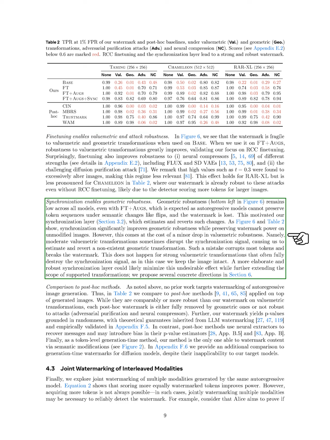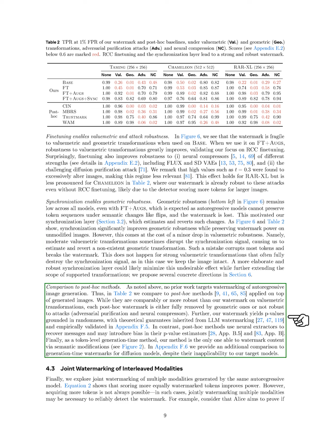We also address geometric robustness, which remains low across all models, even with fine-tuning. This is expected since autoregressive models struggle to maintain token sequences during semantic changes. To tackle this, we introduce a synchronization layer that helps estimate and correct these changes. Our results show that synchronization greatly enhances geometric robustness while maintaining watermark strength on unaltered images, though it may slightly reduce robustness against moderate-value metric transformations.